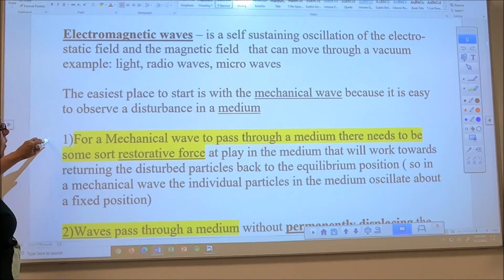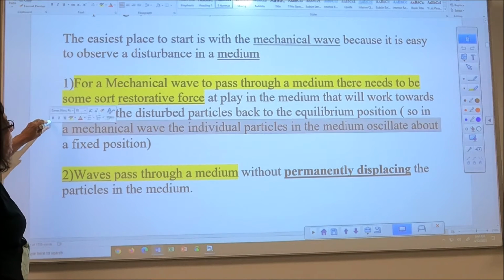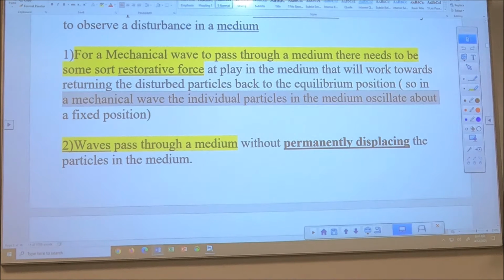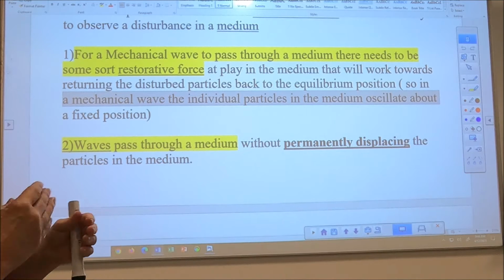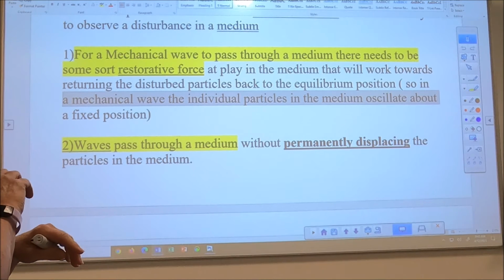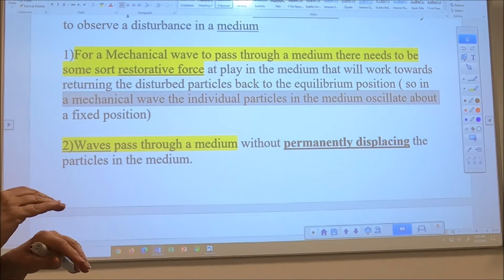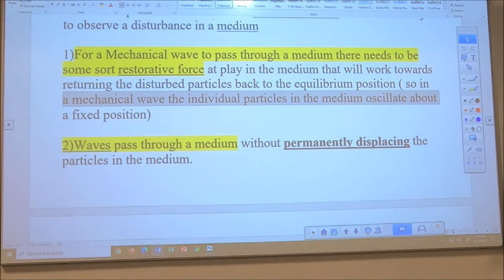So we're going to start with mechanical waves because it's really easy to think about a medium, okay, something that's being disturbed. So for a mechanical wave to pass through a medium, there needs to be some kind of restorative force. A restorative force wants to pull the particles back toward their original position, okay? So they're always pulling it back toward its original position. That means there needs to be some kind of connection between the particles that make up the medium. The stronger those connections are, usually the faster something can move through a medium. The weaker those connections are, the slower it moves through the medium.